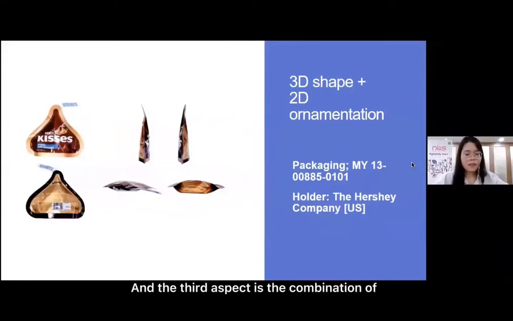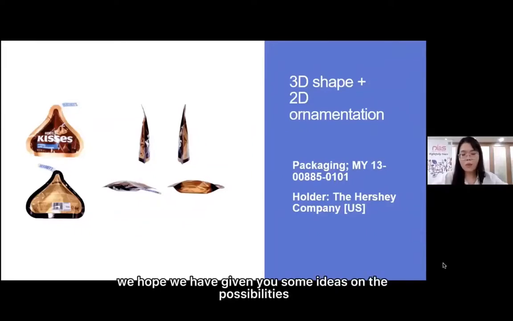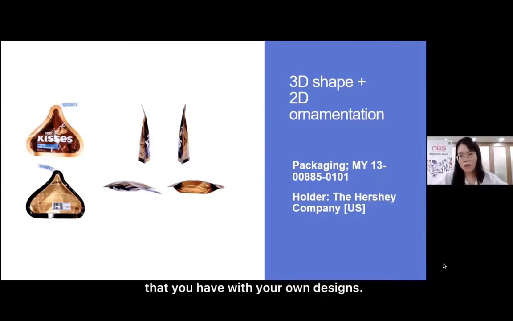And the third aspect is a combination of both of the two previous aspects. Okay, so you can seek protection for the 3D design as well as the 2D elements accompanying the 3D design. So the picture here is showing the packaging of Hershey's Kisses chocolates, looking like the little chocolates contained in it. So these are very creative, and we hope we have given you some ideas on the possibilities that you have with your own designs.